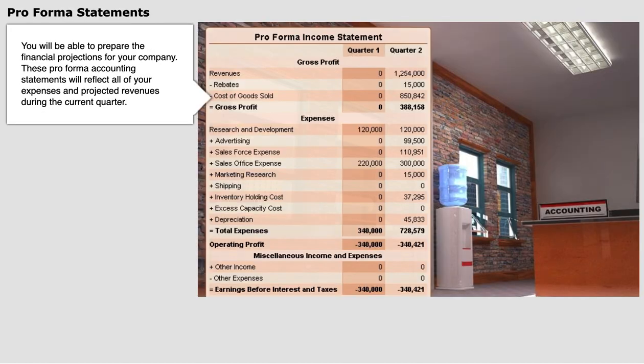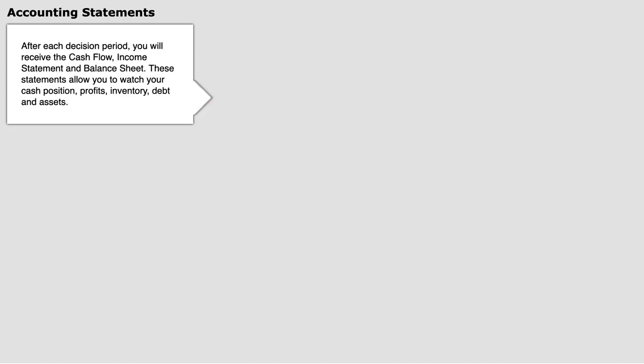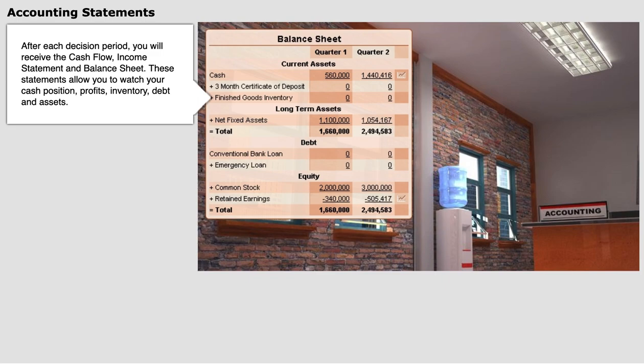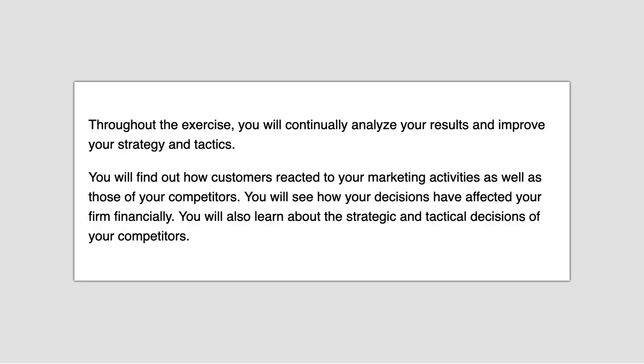You will be able to prepare the financial projections for your company. These pro forma accounting statements will reflect all of your expenses and projected revenues during the current quarter. After each decision period, you will receive the cash flow, income statement, and balance sheet. These statements allow you to watch your cash position, profits, inventory, debt, and assets. Throughout the exercise, you will continually analyze your results and improve your strategy and tactics.